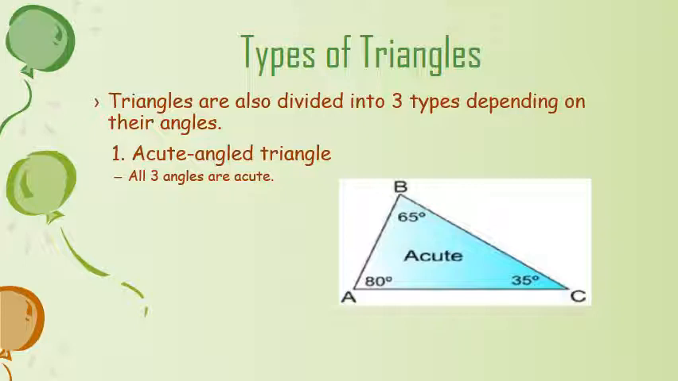So in the given picture, you can see an acute angle triangle where all the angles are acute, meaning all the angles are less than 90 degree. See here, angle A is equal to 80 degree, angle B is equal to 65 degree, and angle C is equal to 35 degree. So all these angles are less than 90 degree. That is why all of them are acute angles, and that is why this triangle ABC is an acute angle triangle.